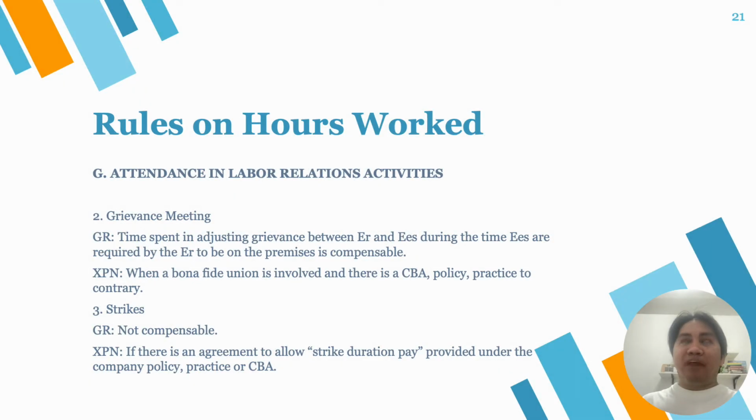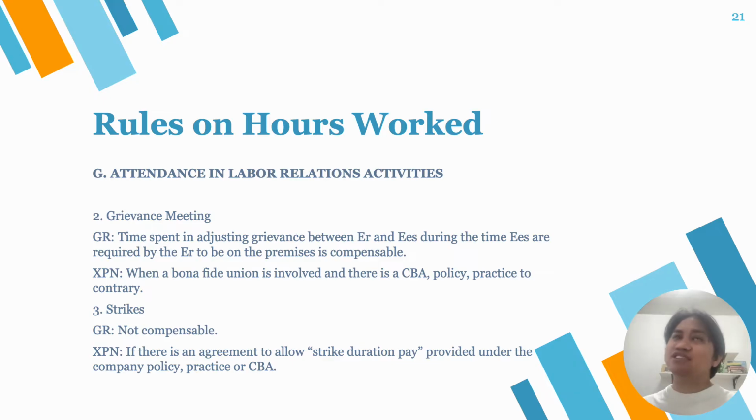Now, when there is a grievance meeting in the company and you are part of the union and you attended the grievance meeting, general rule, time spent in adjusting grievance between employer and employees during the time that employees are required by the employer to be on the premises of the company is compensable. So if you're an employee and you're part of the union officers and you are tasked to attend grievance meetings, that will be considered compensable hours. An exception would be when a bona fide union is involved and there is a CBA policy or practice to the contrary.